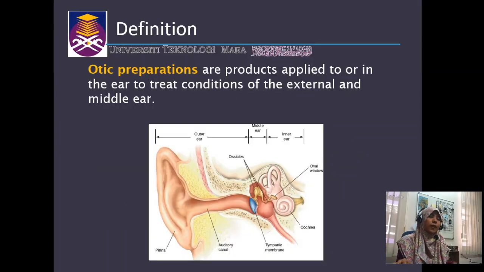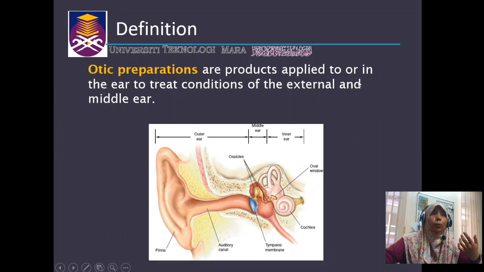Otic preparations are products applied to or in the ear to treat conditions of the external and middle ear. Meaning the external part and also the middle part. We never go into the deeper part. It's just the outer ear and the middle ear, not the inner ear. So it's only until this part.